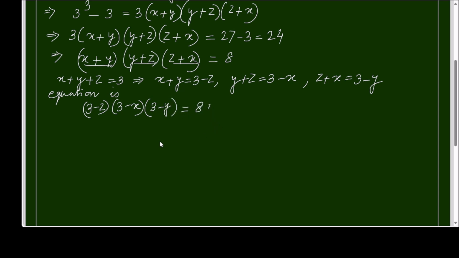There are 3 factors on the left hand side which are co-prime to each other. So we have to think of 8 as a product of 3 co-prime factors. 8 can be written as 2 into 2 into 2, or 8 into 1 into 1. Again, it can be written as 4 into 2 into 1, but this will not be taken because they are not co-prime. Sorry, this is rejected.